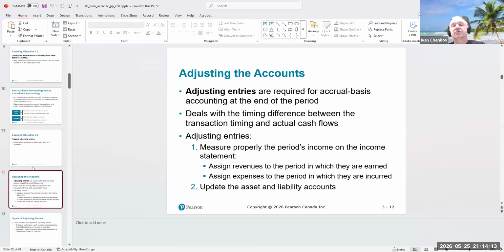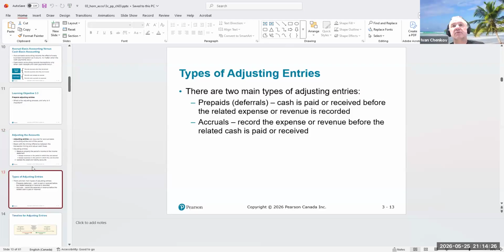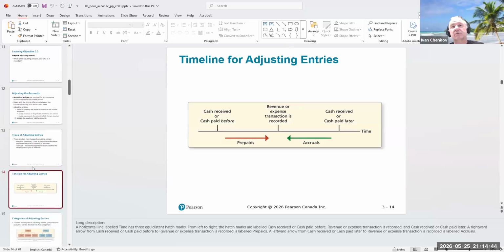And we're going to talk about the adjusting entries and what we need to adjust. There are some accounts that have to be adjusted at the end of the period. Why? Because of the timing. For that reason, we're going to talk about adjusting entries. There are three types of adjusting entry. Two of them are, one is prepaid deferral, and the other one is accrual. And we're going to see what the difference is between the deferral and accrual.